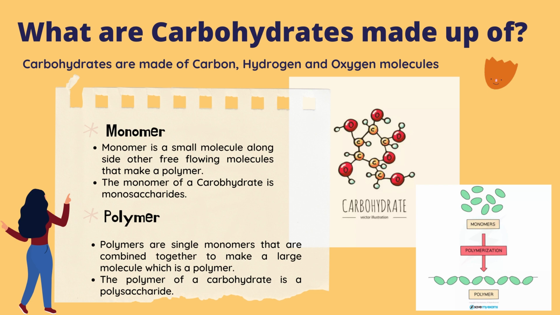Monomers combine together through polymerization to make polymers. Polymerization is the process where lots of monomers come together to form a large molecule, which is also known as polymers. This is shown on the bottom right diagram. Glucose, fructose, and galactose are the three main monosaccharides that make up carbohydrates.